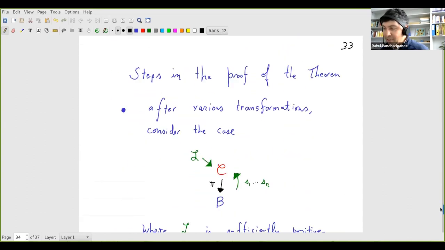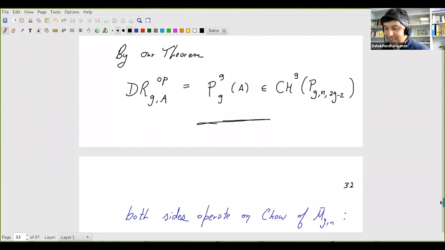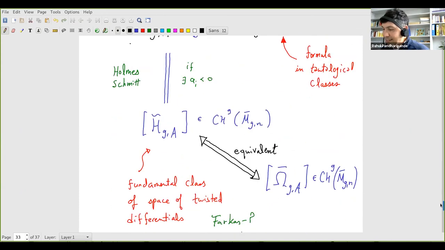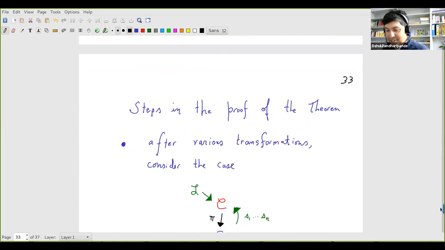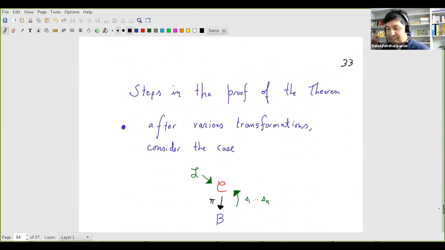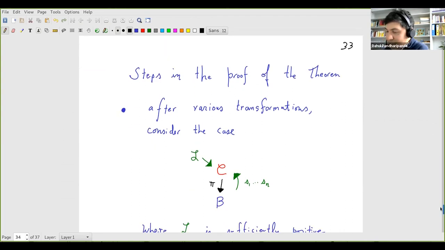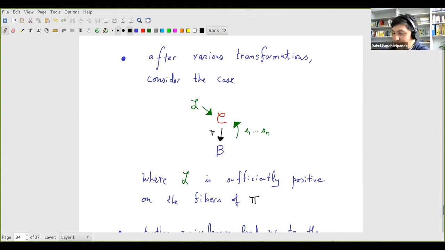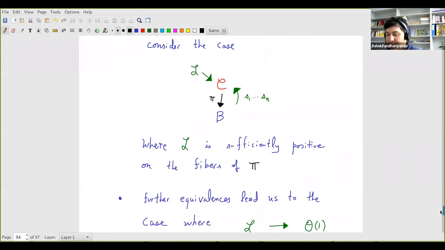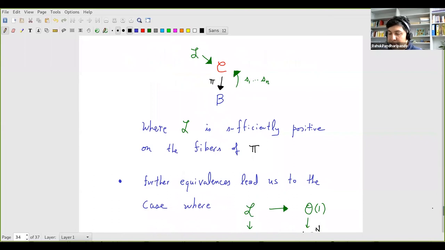So I don't know what else I have to say. Oh yeah, I want to say a little about the proofs of this theorem. Why not? So the proof of the general theorem on the Picard stack has a couple steps I just wanted to say. So the idea is that after various transformations, we can reduce to the case where L is sufficiently positive. These transformations mean you do some geometric moves with your family and you show those geometric moves change both sides of the equality in equivalent ways. So after doing a sequence of geometric moves, we can assure ourselves this L is sufficiently positive on the fibers.